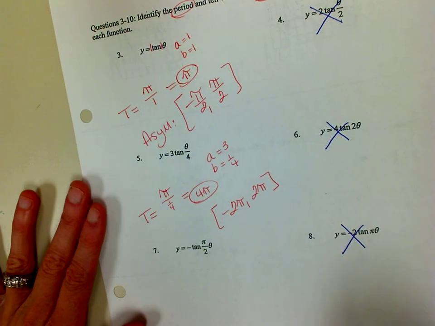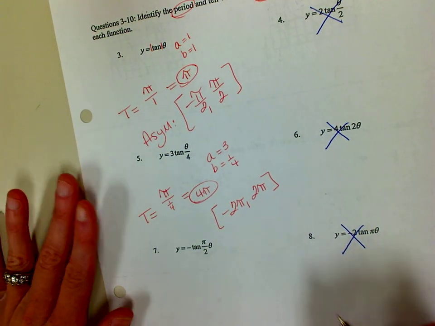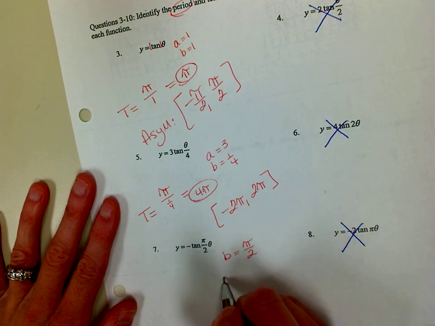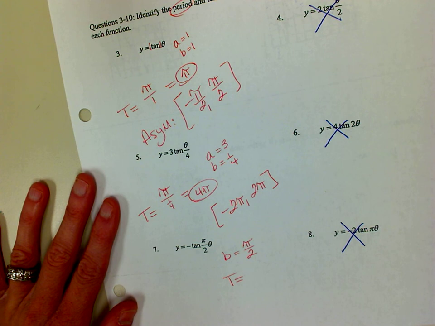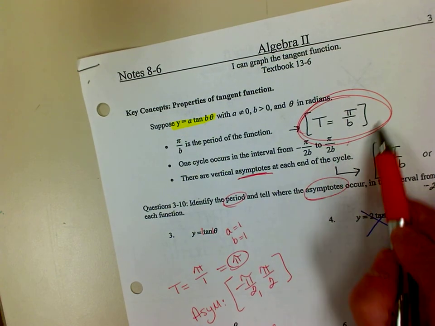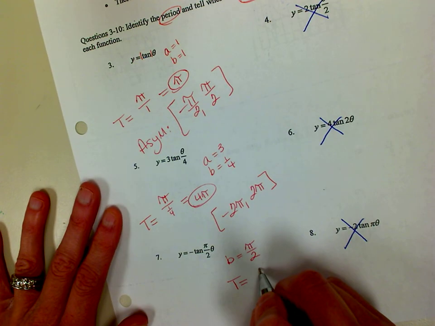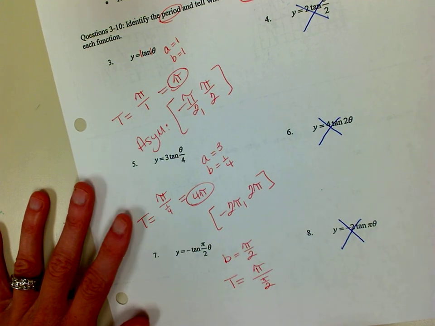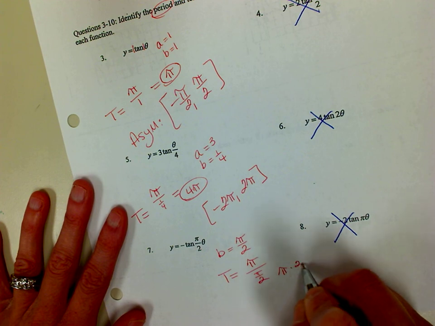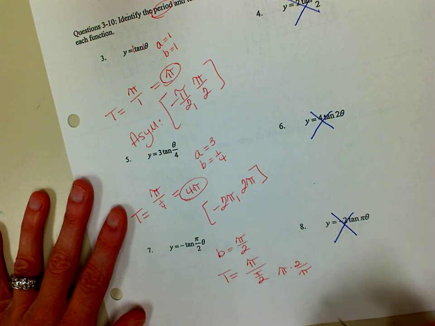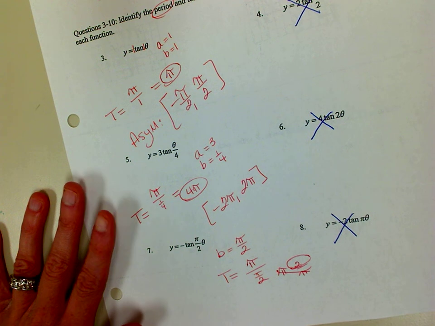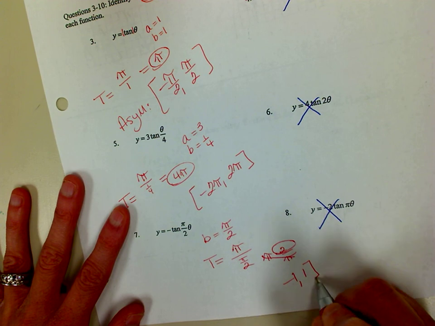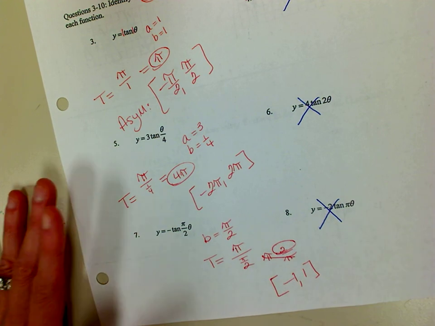Okay, the next one. Again, I don't really care what a is, so I'm going to skip that part. b is pi over 2. But I got to find the period. So to find the period, I take pi. Here's my formula again. Pi divided by b. So pi divided by pi over 2 is the same thing as pi times the reciprocal. So I'm just going to get 2. So if I take half of 2, that's 1. So negative 1 and 1 are the asymptotes.